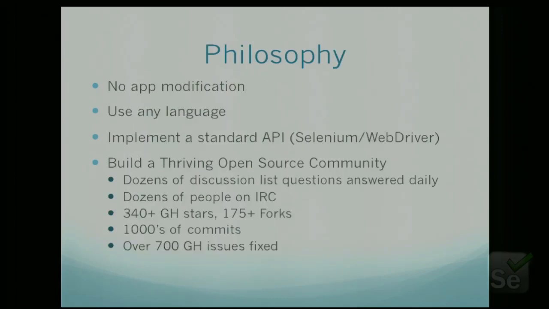So there's 4 key pillars to the Appium philosophy. The first is that you shouldn't have to modify your app. It's the same thing you ship to your customers, no different. You should be able to do it in any language you want. You shouldn't have to learn a new API just to do it. We should implement a standard API, which is Selenium WebDriver in this case, and we want to build a thriving open source community. We have dozens of questions on the list daily, dozens of people in IRC at any given time, 300 plus GitHub stars, 175 plus forks, thousands of commits, and over 700 bugs fixed. All that in just 5 months.